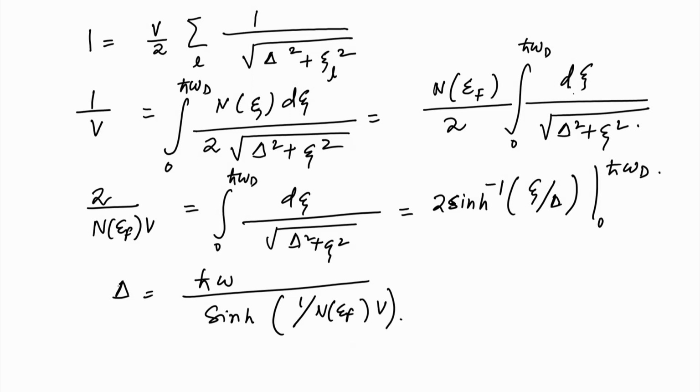Now, since we are talking about weak coupling superconductors, N(ε_F) V is much smaller than 1.